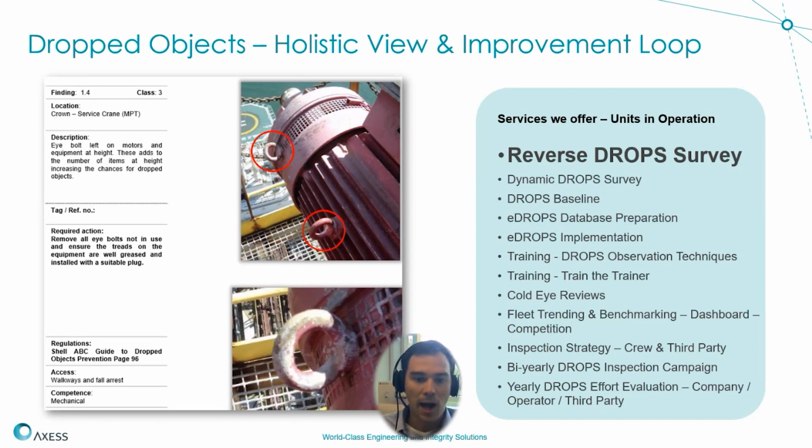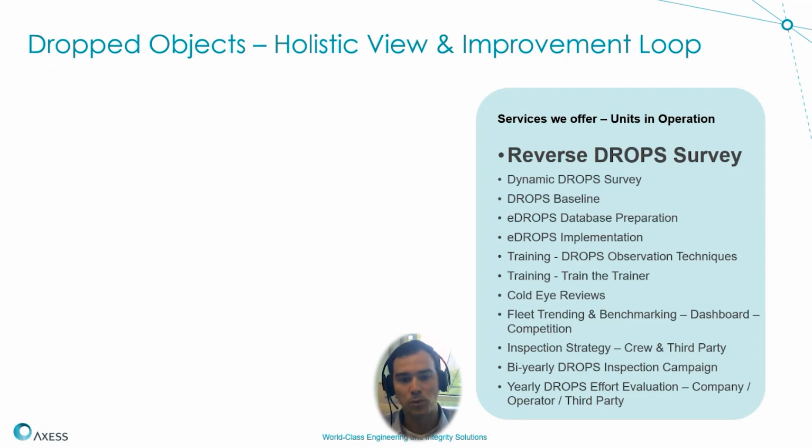This was an eye bolt on a pump in the crane. It is usually used only for lifting during construction. So just by removing this eye bolt and maybe storing it in a safe place, we can remove one potential dropped object if it comes loose. This is the kind of practical approach that we take.